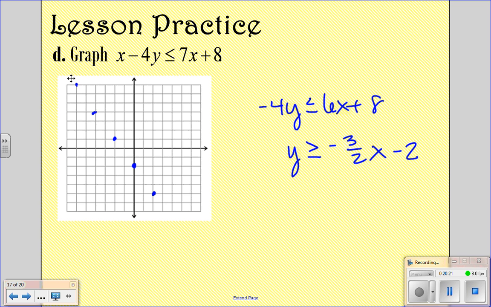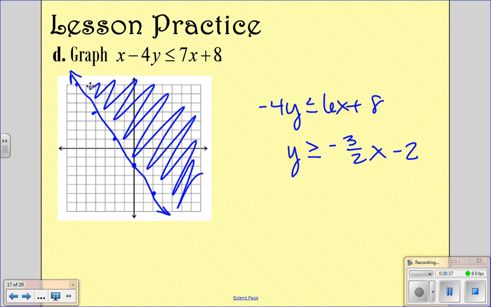Since it's an or equal to, we do put a solid line here. Okay, and then it's y is greater than. So above the line, that's all of this region. And that would be your answer there.